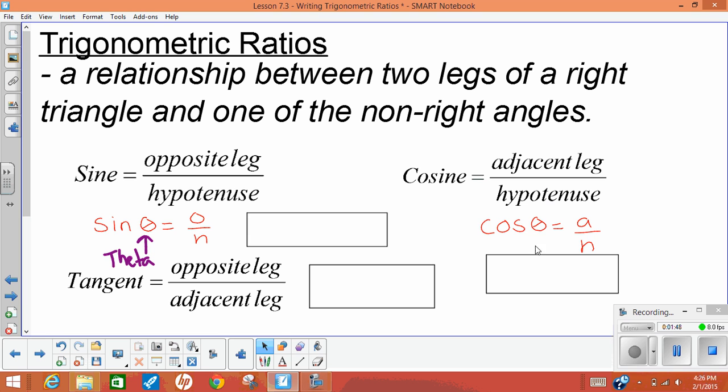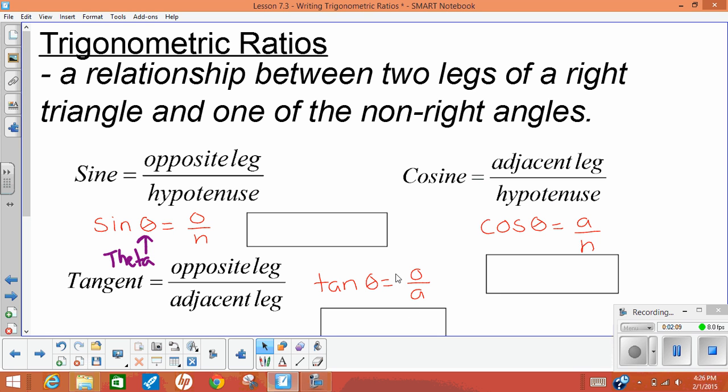The cosine of theta, the cosine of some angle, is the adjacent side length over the hypotenuse length. And the tangent of theta, so the tangent of some angle, is equal to the opposite side length over the adjacent side length.